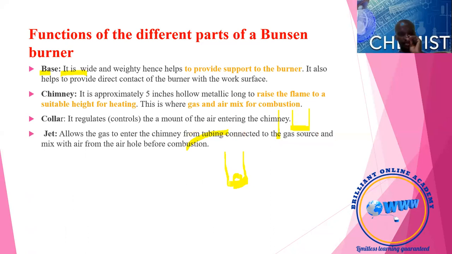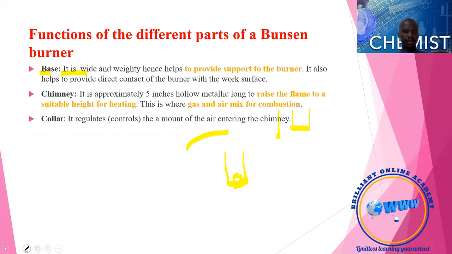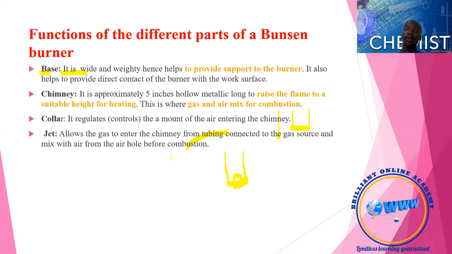Then we have now the jet. Let me take you back here. The jet now allows the laboratory gas to enter into the chimney, where that gas will now mix with the air from the surrounding. That air gets in through what we call the air hole. So when the gas from the jet enters into the chimney, it mixes with the air from the air hole.